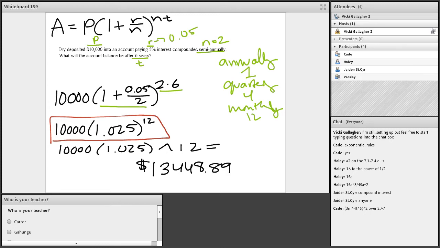13,448.89. And make sure when you go to your test tomorrow that you bring a calculator that you've used before, so that you know where all the buttons are, and so that you know how to use it correctly.